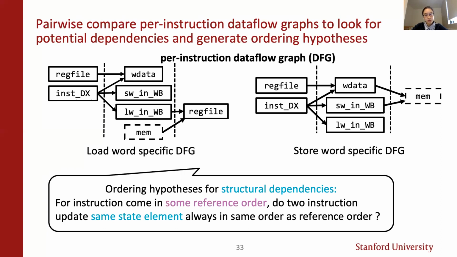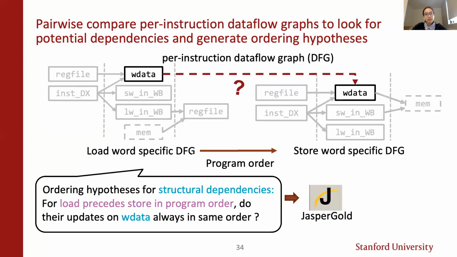In our case, we generate hypotheses to get the ordering with the help of Jasper Gold. Concretely, the ordering hypothesis asks: if two instructions come in some order, say program order, do the two updates on the same state elements always happen in the same order? One example is: if a load comes before a store instruction in program order, do their updates on the data preserve program order? Once again, we embed the hypothesis as a property to query Jasper Gold.